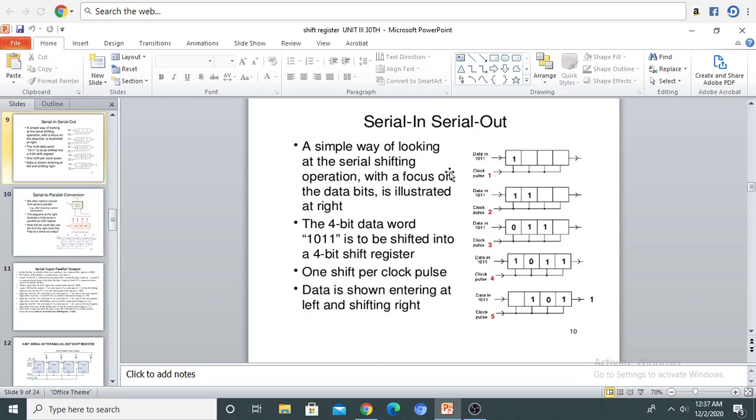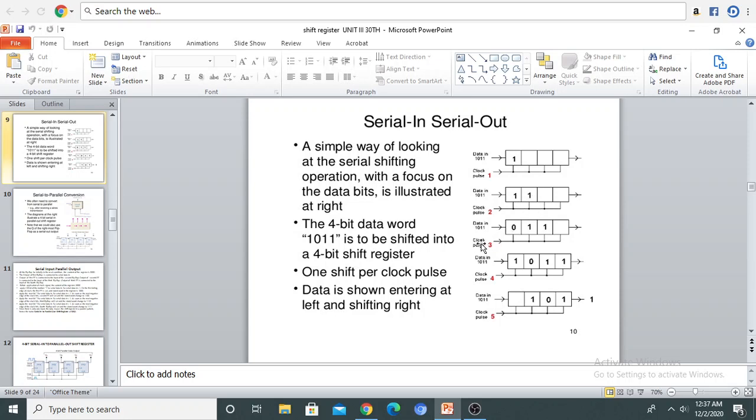So this is the serial in, serial out process. First I am applying the value 1, so we get 1 at the output of the first flip-flop. Next I am entering the data 1. So now we have 1 1. The output of the first flip-flop is 1 and the output of the second flip-flop is 1.